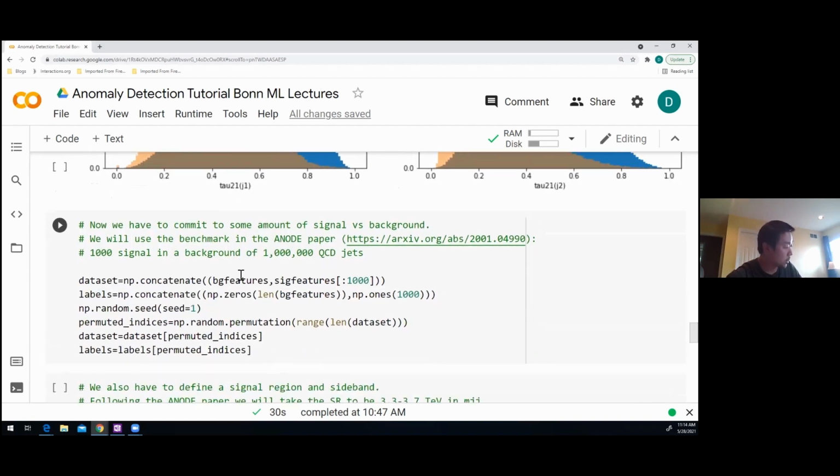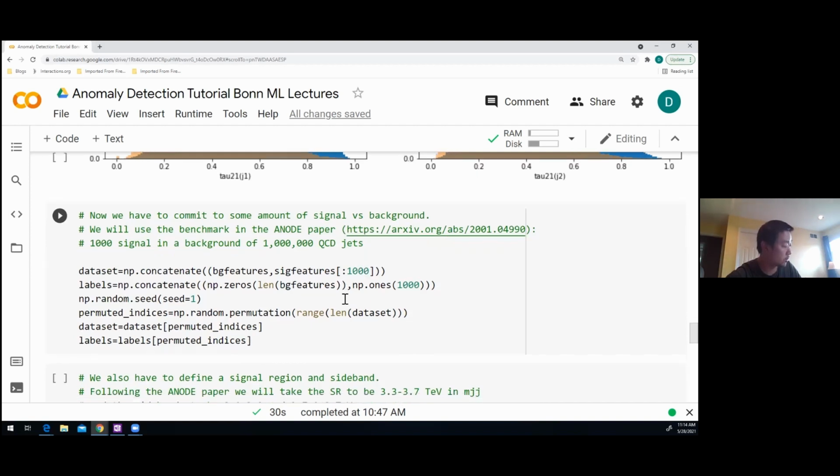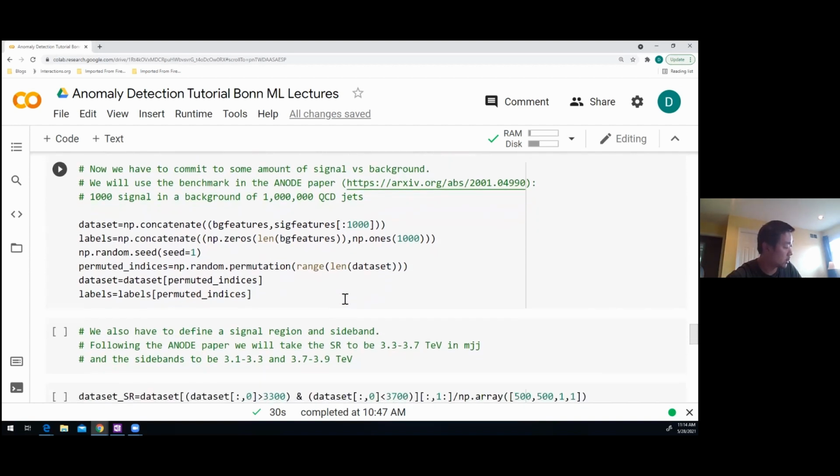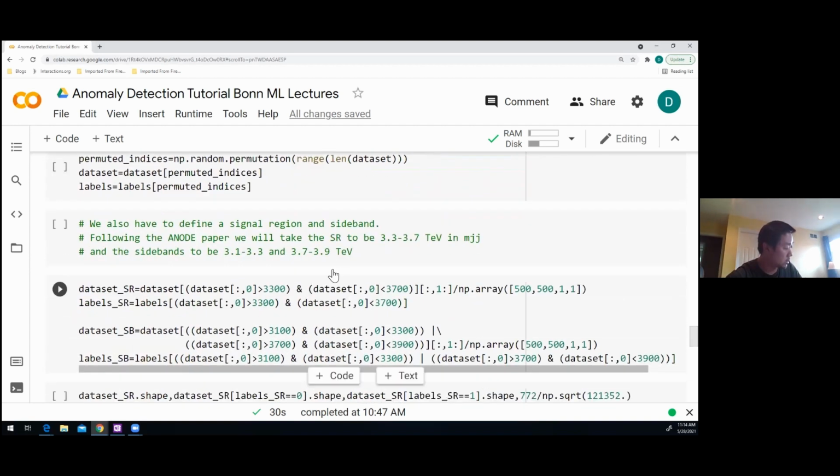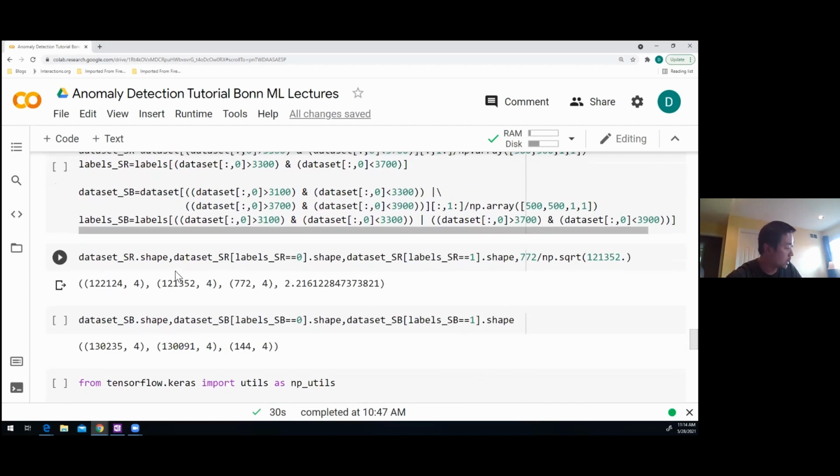Okay, so now we're going to take a tiny subset of those 100,000 signals. We're going to put 1,000 signals into a background of 1 million QCD jets. So that's an S over B of 10 to the minus 3. Okay, we're going to define a signal region and a sideband, like so. And so here's the amount of signal and background that live in the signal region. It's about 120,000 backgrounds, 770 signals. And so the starting significance is 2.2 sigma.